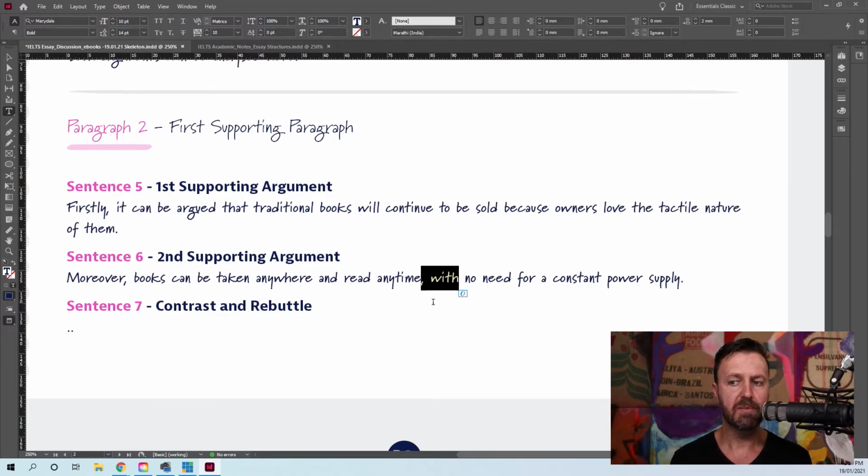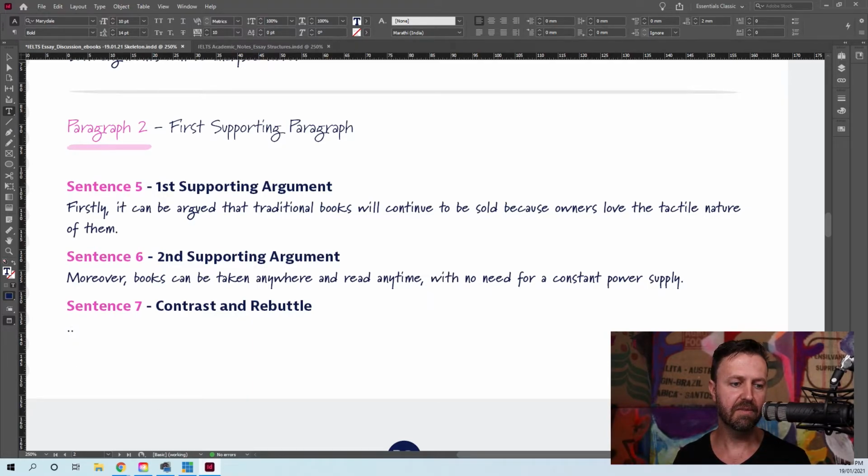So moreover, books can be taken anywhere and read anytime with no need for a constant power supply. There we go. So that's our second sentence, and you'll notice that each sentence is a minimum of 15 words. Minimum 15, maximum 25. Okay, guys.